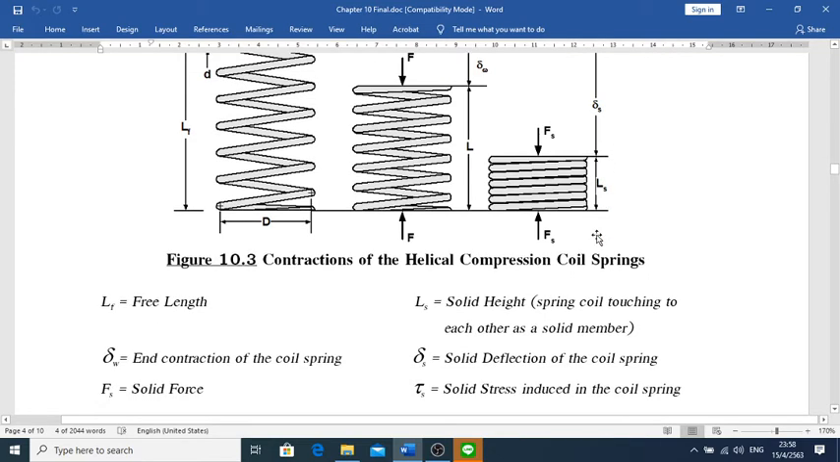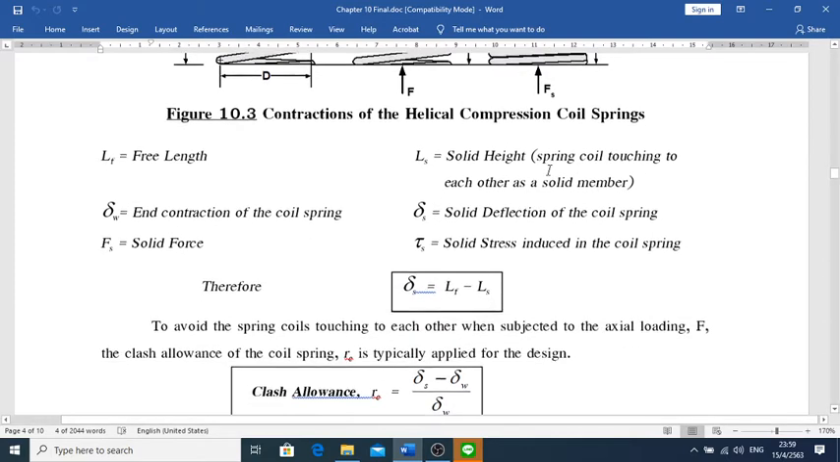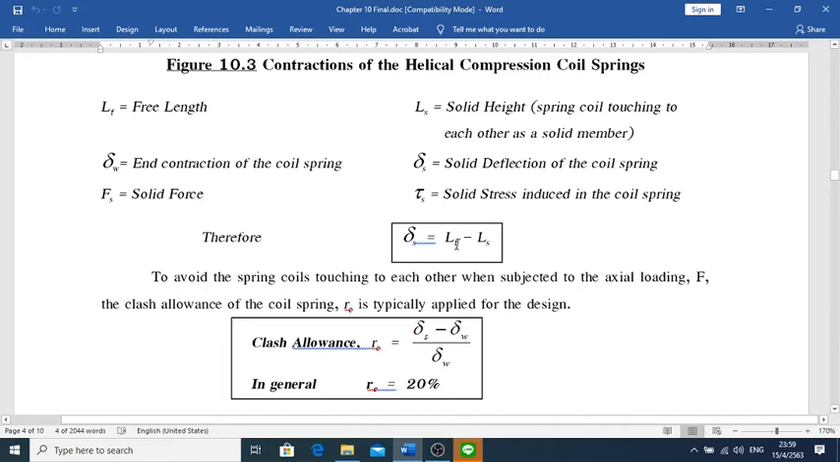The length L sub S is then the solid height. It means the spring coils are touching each other as a solid member. So it is a solid member, not a spring anymore; it acts like a workpiece. This is important: we never allow the spring coils to touch each other, so we avoid this from happening. Therefore, delta S is equal to L sub F minus L sub S, respectively.